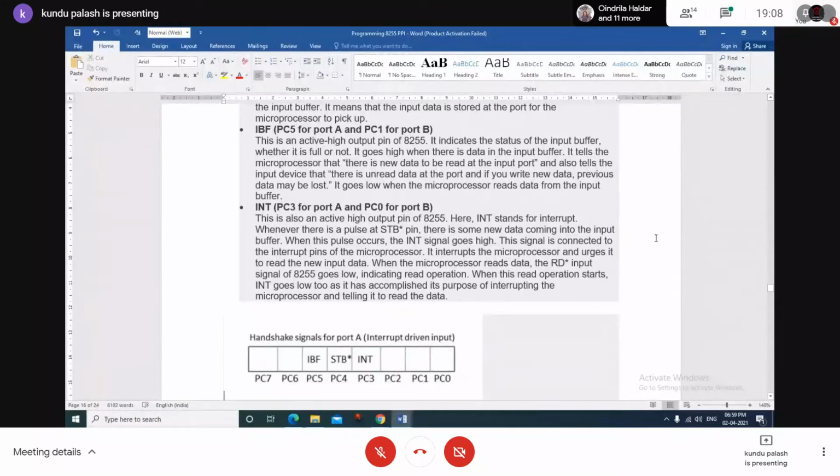So strobe mode is sometimes called data transfer with handshake. That's why these are called handshake signals. The handshake signals will be generated, associated with port C, lower order port C and upper order port C, for the two ports, A and B.